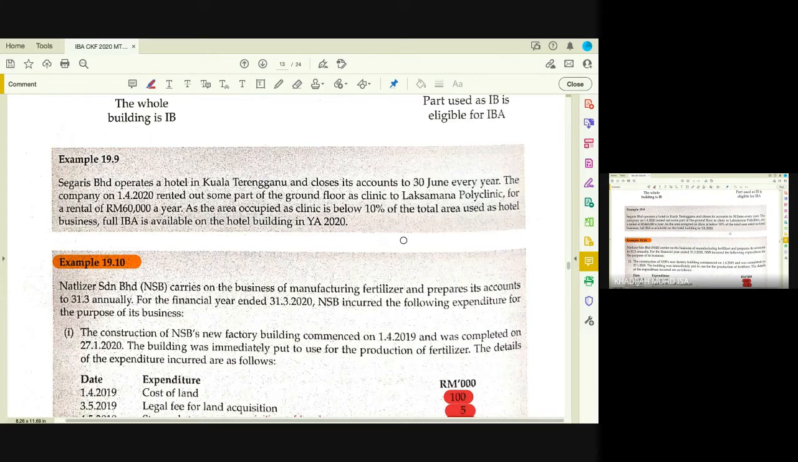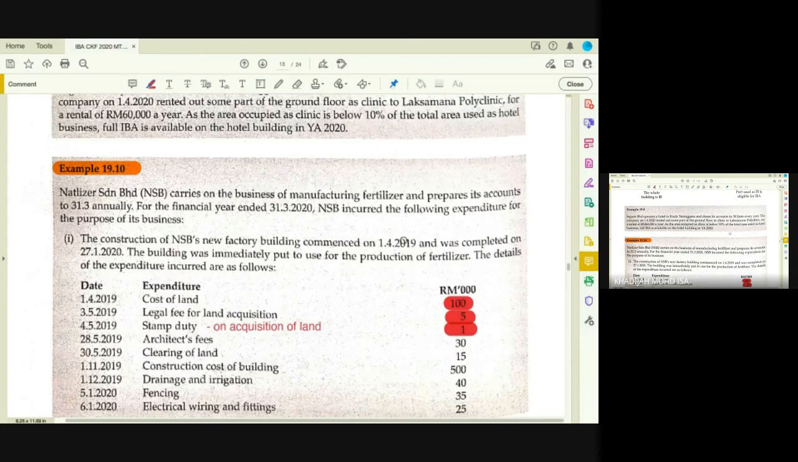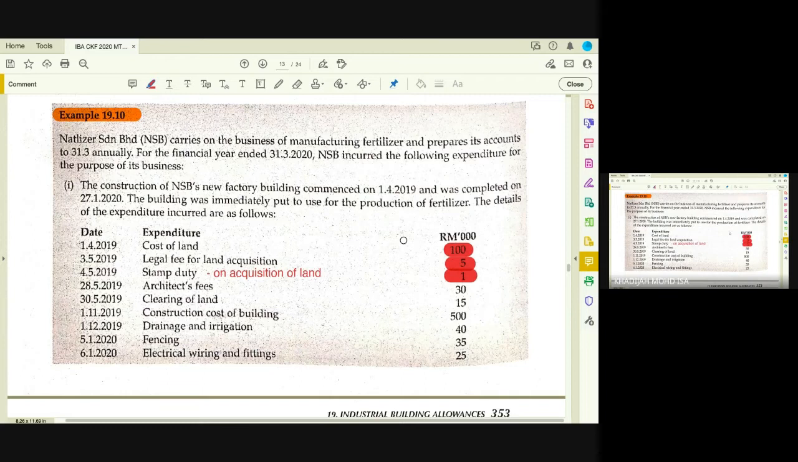So in this case, Segaris Berhad owns the hotel. Hotel is an industrial building. He's the owner and he runs the hotel. But he rented out part of the hotel area as a clinic, but that area rented out is less than 10%. Because of that, Segaris Berhad can claim the whole hotel as the industrial building allowance. But if the clinic is more than 10%, then you have to apportion, so that IBA is only maybe 80% or depends what is the area. If more than 10%, then you have to apportion. But if it's less than 10%, then everything you can claim.